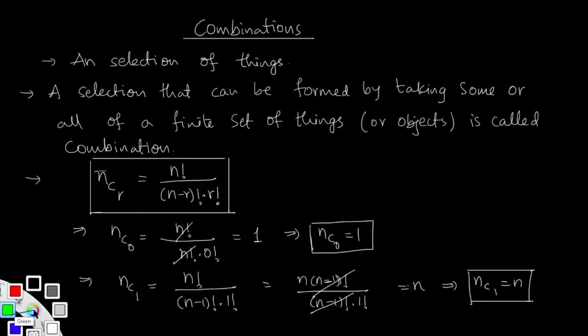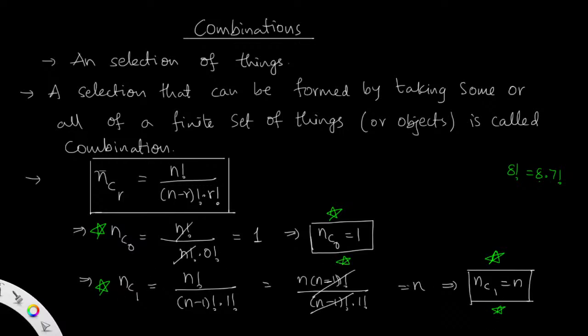So NC0 equals 1, whereas NC1 is n into n minus 1 factorial divided by n minus 1 factorial into 1 factorial. Like this, if 8 factorial is there, we can write 8 into 7 factorial, decreasing one term and writing the remaining terms. Then n minus 1 factorial cancels and we get n. Therefore NC1 is equal to n, whereas NC0 equals 1.